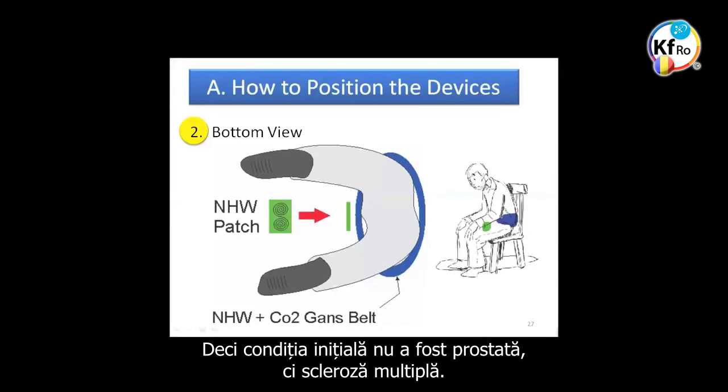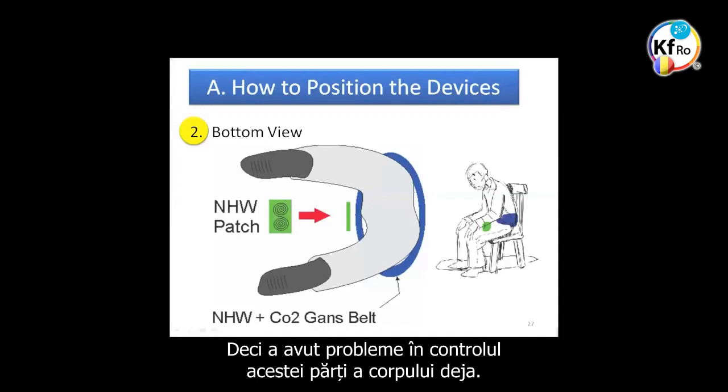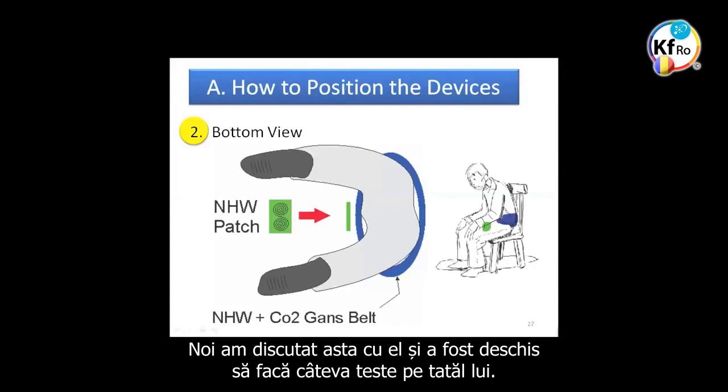So the condition initially was not prostate only, but also multiple sclerosis. He is having trouble controlling the lower part of his body already. So we'll be discussing that with him. He was open to do some testing with his father, once a week.